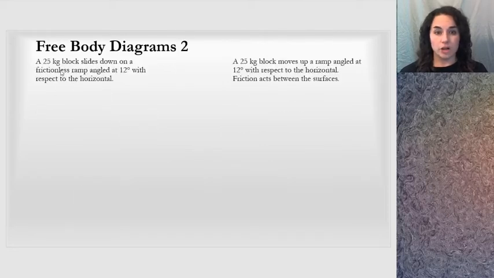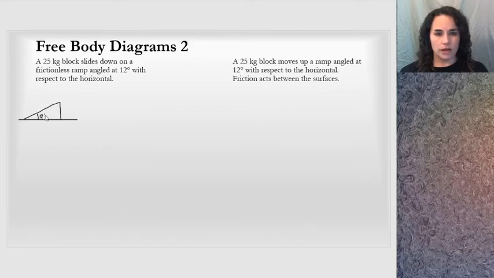The next problem involves inclines, drawing free body diagrams of boxes or objects that aren't oriented horizontally and vertically only. There'll be some sort of angle. When I read the problem, I don't see a picture here, so the best idea is to draw a general sketch of the situation just to get an idea of what's going on. It says a 25 kilogram block slides on a frictionless ramp angled at 12 degrees with respect to the horizontal. So I'm going to draw the ramp in here, and there's the 12 degrees.